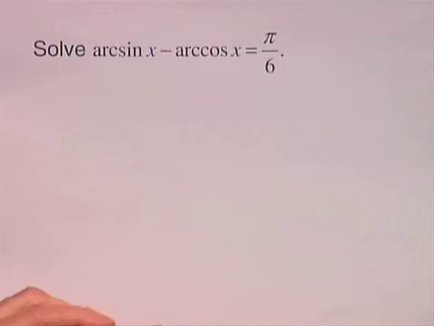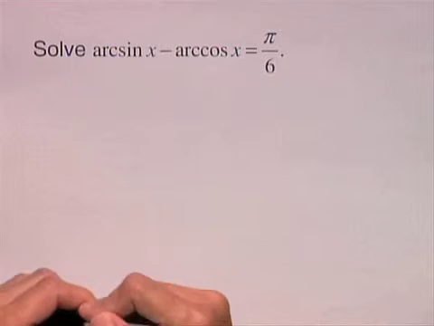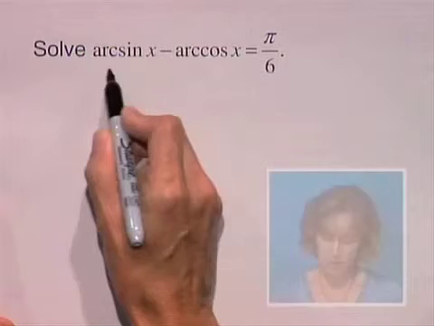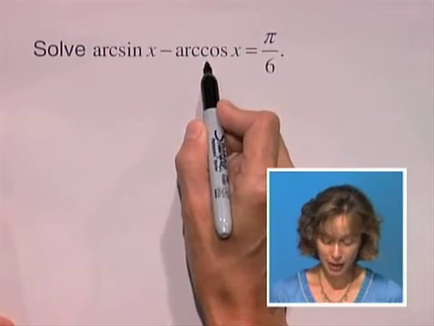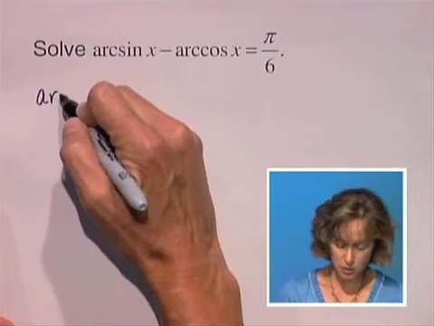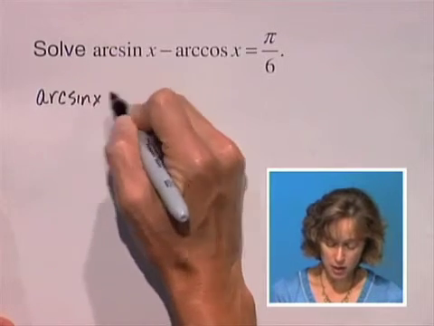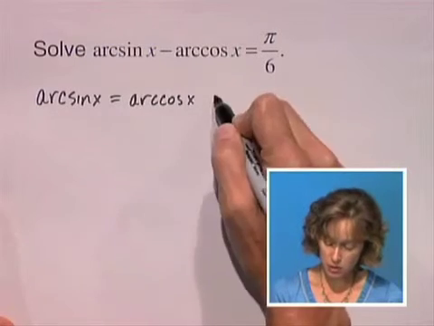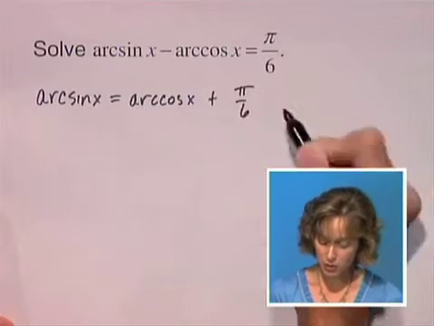Let's solve an equation. We want to solve arc sine x minus arc cosine x equals pi over 6. Well, what I'm going to do as a first step is isolate arc sine x by adding arc cosine x to both sides, which leads me to arc sine x is equal to arc cosine x plus pi over 6.